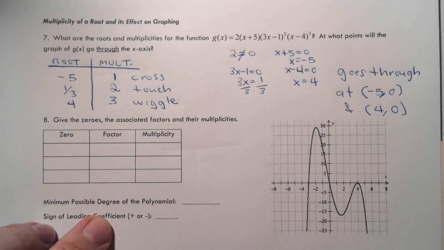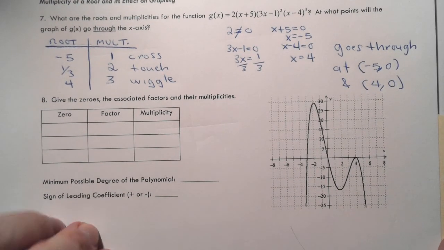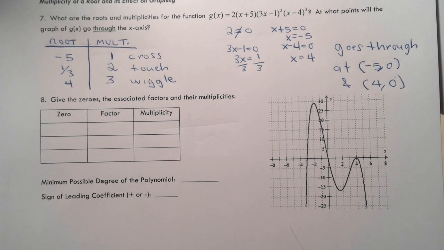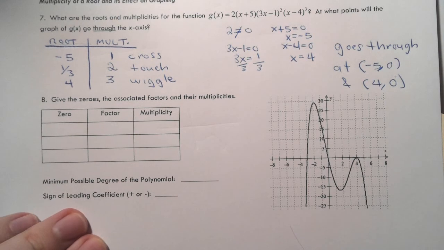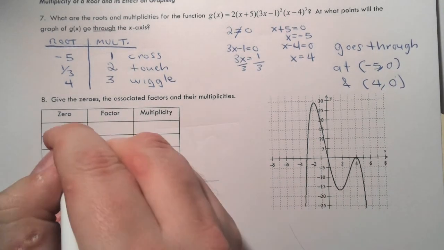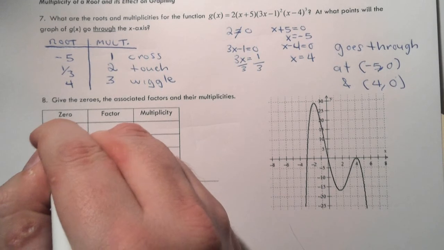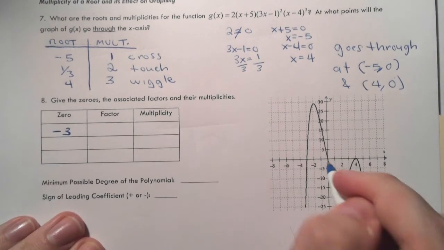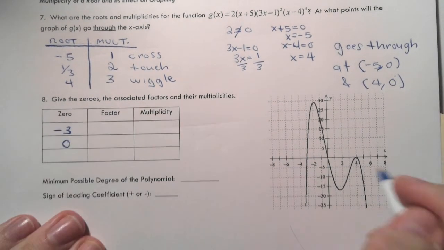Let's do one more problem involving multiplicity. Here I have a function, its graph is given to me, and I want to identify the zeros, the factors that they must indicate, and the multiplicities that the graph tells me. So if I look right here, my zeros are negative 3 and 0 and 4.